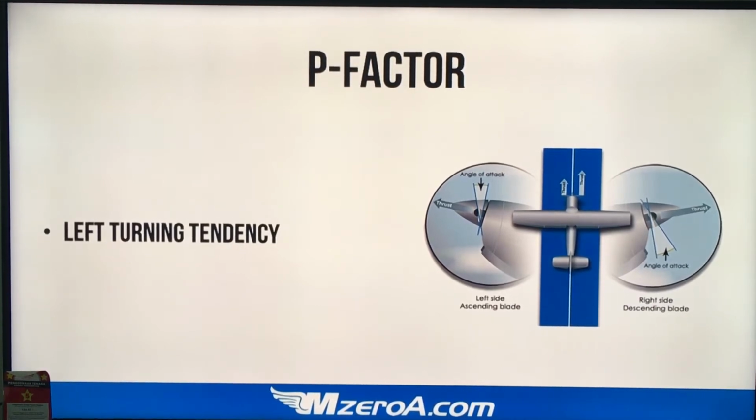There's a lot of gyroscopic stuff that goes into that as well, just because that's the natural direction of the propeller. That's called the torque factor. That's going to pull us over a little bit as well. But for your check ride, for your written test, this is how you need to understand P factor. Mostly for your check ride with this.